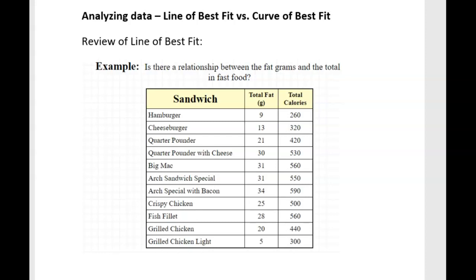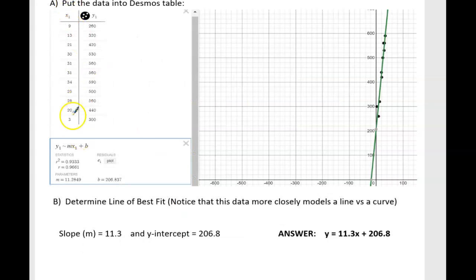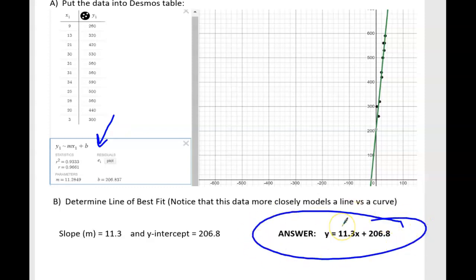Okay, so analyzing the data. We need to decide, is it a line of best fit or a curve of best fit? So you've got to look at the data and see if there's a relationship between the fat grams and the total fat. In this particular example, is there a relationship? So when we look at this data and we put it into Desmos, here it is in Desmos, you can see that it's actually a linear function. So this would be line of best fit, and that's why we would use the y1 tilde mx1 plus b, and we would get our answer, that would be the line of best fit.